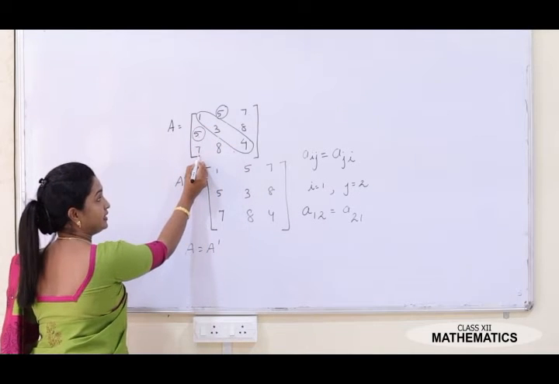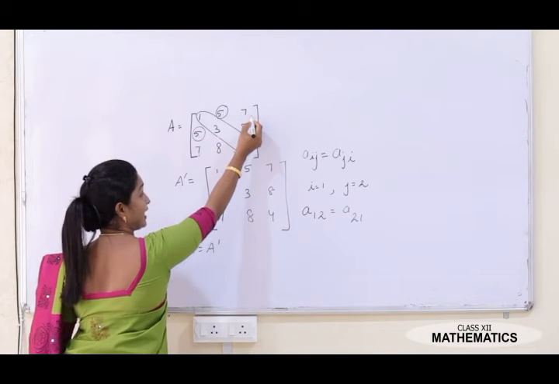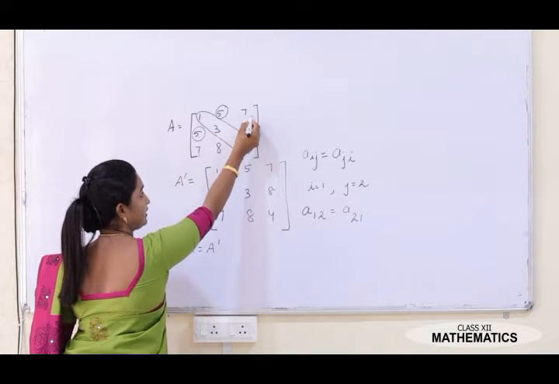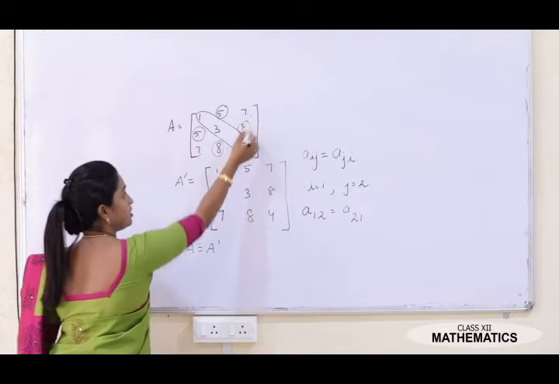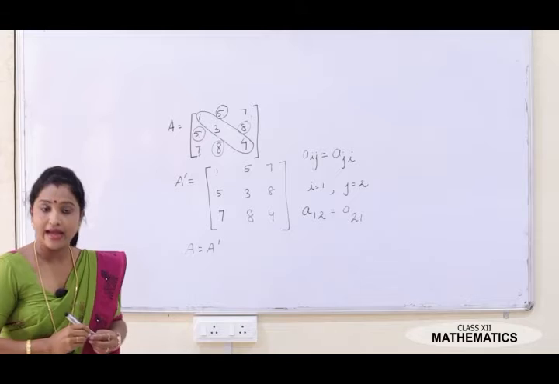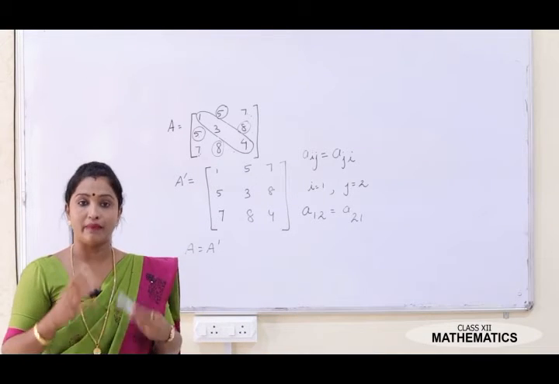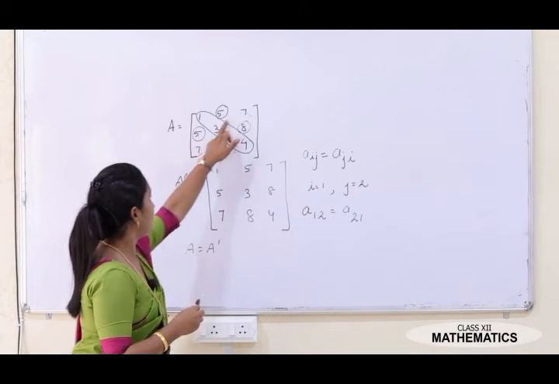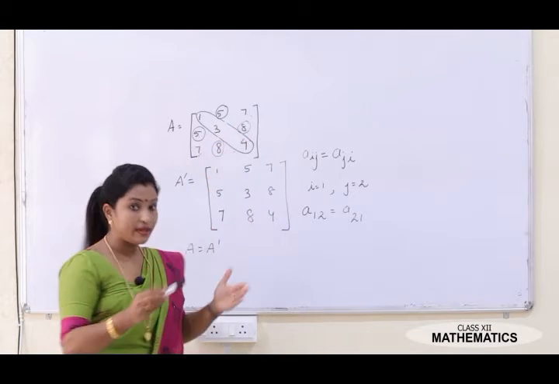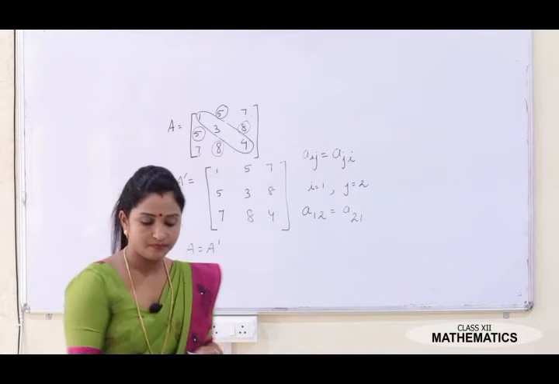See, it is A31, that means third row and first column, and it is A13, first row and third column. See, both are the same. Again, 8, 8, same. So when Aij is equal to Aji, only then can you say that the matrix is a symmetric matrix. Did you understand? These two elements must be the same, only then can you say that a matrix is symmetric. I think it is clear?